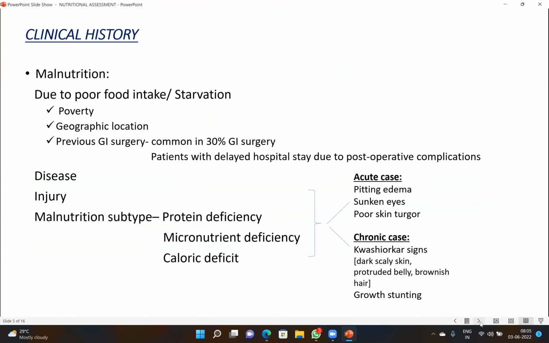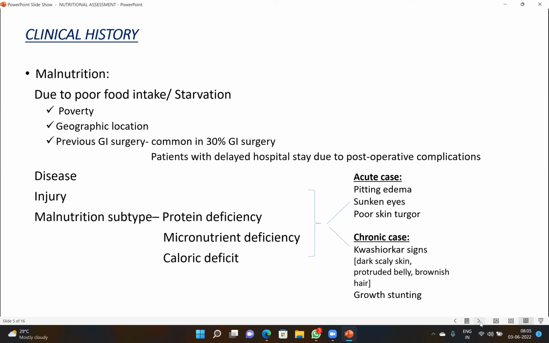Clinical history of the patient. We should assess the malnutrition status by asking the patient if they have poor food intake or starvation. It could be due to poverty, the geographic location, or previous GI surgeries. 30% of GI surgeries can result in malnutrition, and approximately 60% of patients who have a delayed hospital stay due to post-op complications have malnutrition. Malnutrition can also be due to disease or injury.